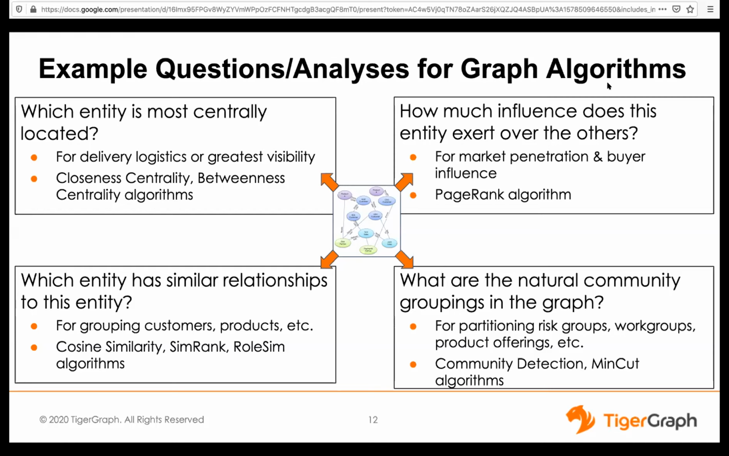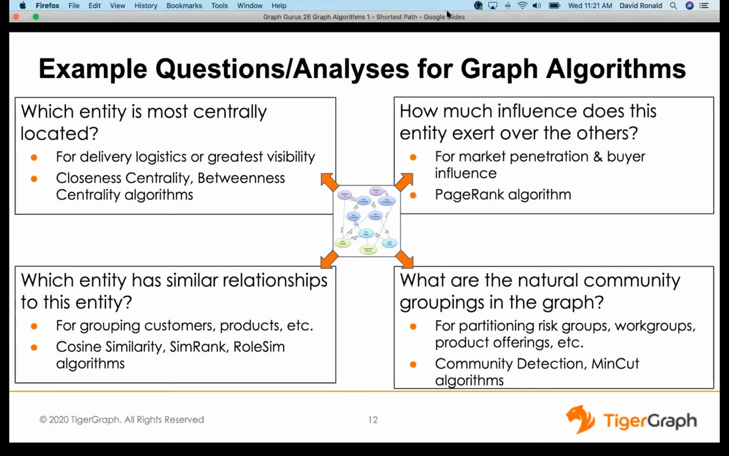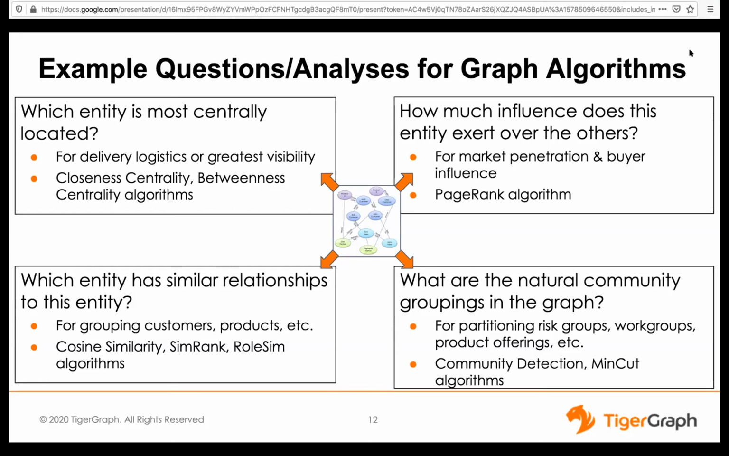How much influence does one entity exert over another? Market penetration, buyer influence. PageRank is actually a great algorithm for that. Which entities have similar relationships to a target entity? So I've got one case that's really interesting. Maybe I want to emulate that. Or this is a case of fraud or some kind of criminal activity, and I want to see who else might be doing that. So you search your graph for that.